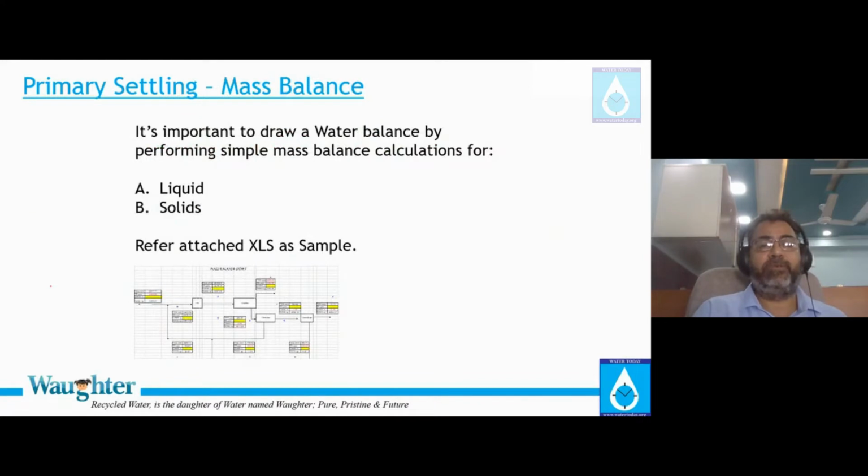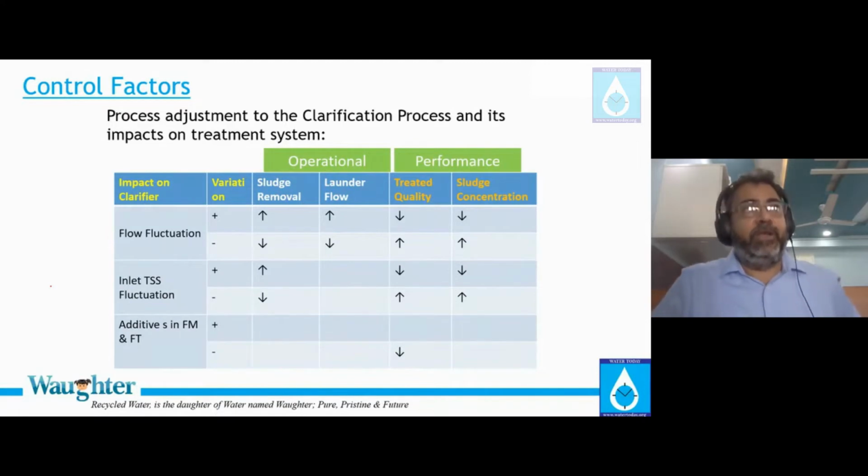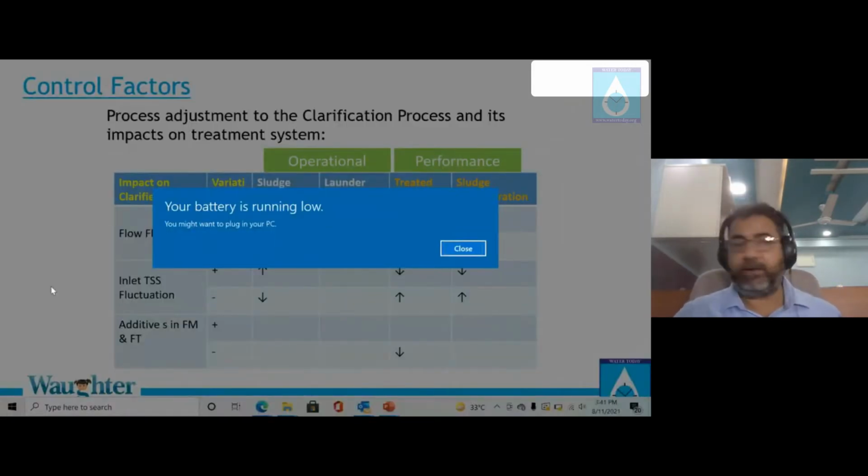So after primary settling, you must do a mass balance. Mass balance is typically done in Excel sheets. Tomorrow is the session for the Excel sheets. We'll cover it there. And again, the control factors here are flow fluctuation, inlet TSS fluctuations, additives in FM and NFT, and their effect on operational parameters like sludge removal and launder flow, and performance, meaning treated quality and sludge concentration. So if somebody asks what are the key control factors for clarification, then you'll say sludge, launder flow, treated quality, etc.